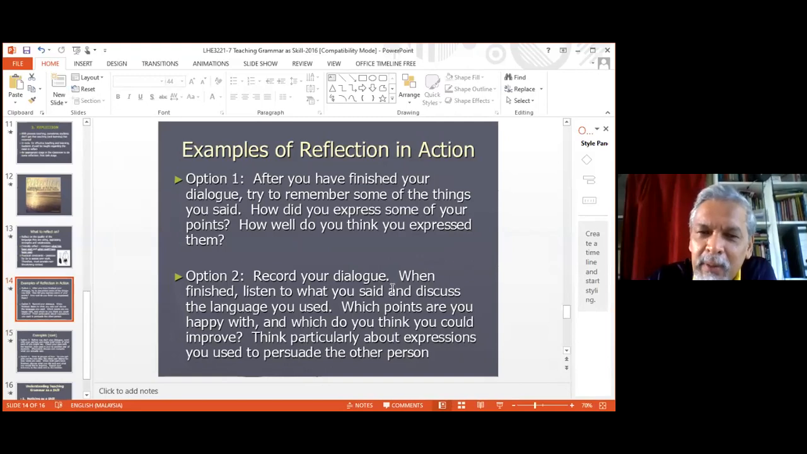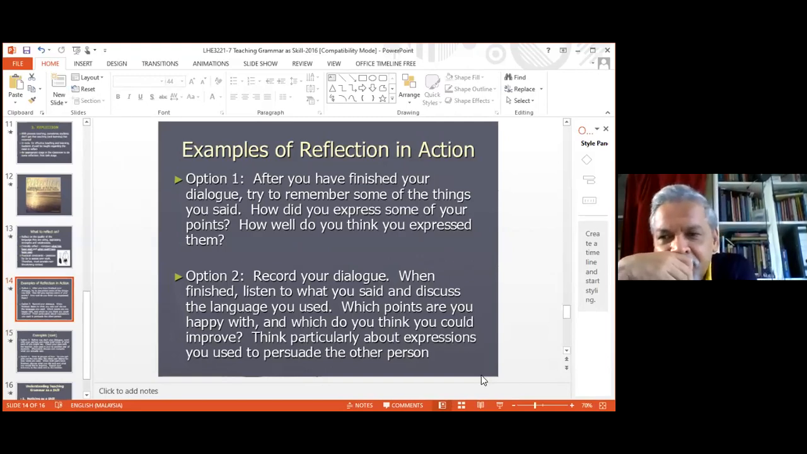Nakibah, can you read option 2? Record your dialogue. When finished, listen to what you said and discuss the language you use. Which points are you happy with? And which do you think you could improve? Think practically about expression you use to persuade the other person.